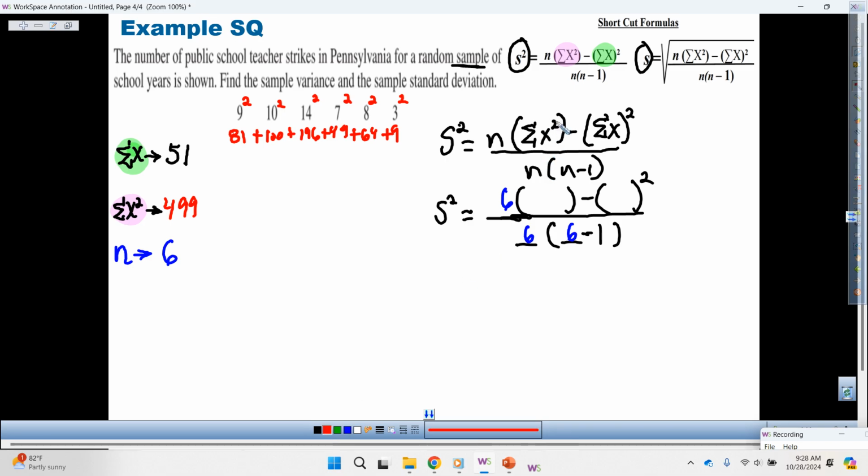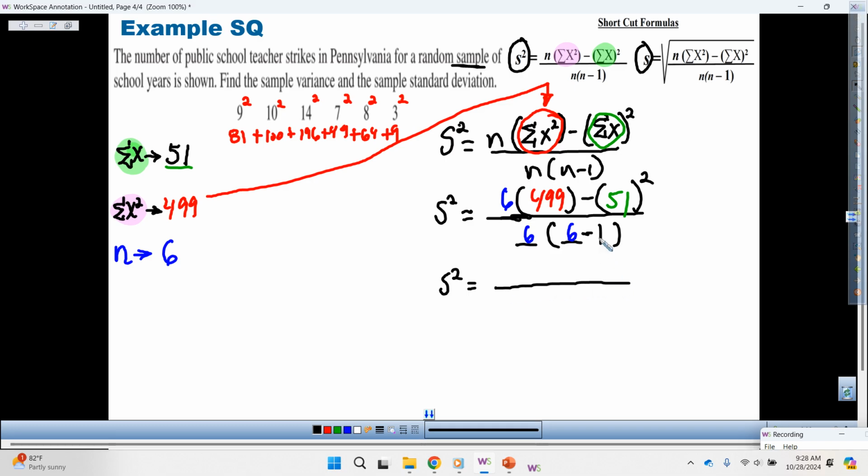What is the sum of x squared in red? That was 499. Yes? And I got that from over here. What is the next thing? The sum of x, which is this. What is the sum of x? The sum of x is 51. All right. Let me simplify this.